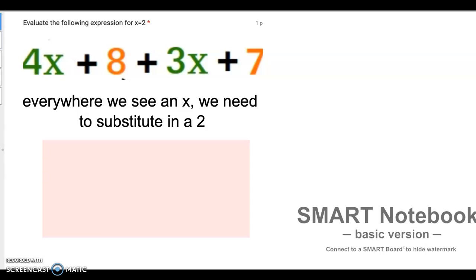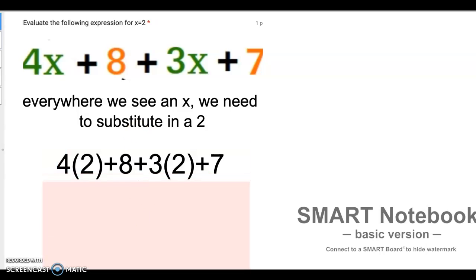Now we want to evaluate the following expression for x equals 2. So our expression is 4x plus 8 plus 3x plus 7. So when we want to evaluate for x equals 2, that means everywhere we see an x, we need to substitute in a 2. Remember, when you substitute a number into an expression, you want to substitute it in parentheses.